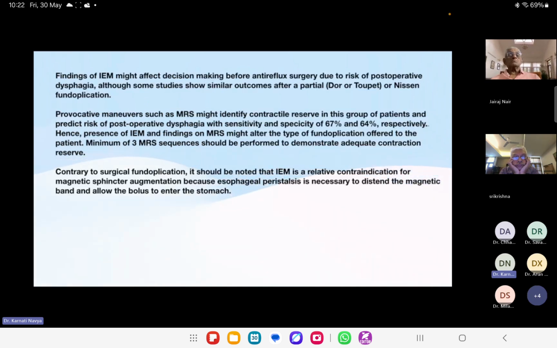This might affect the decision making before anti-reflux surgery due to the risk of post-operative dysphagia, although some studies show similar outcomes after a partial or Nissen's fundoplication. Provocative maneuvers such as multiple rapid swallows might identify contractile reserve in this group of patients, and it predicts the risk of post-operative dysphagia with a sensitivity and specificity of 67 and 64% respectively.